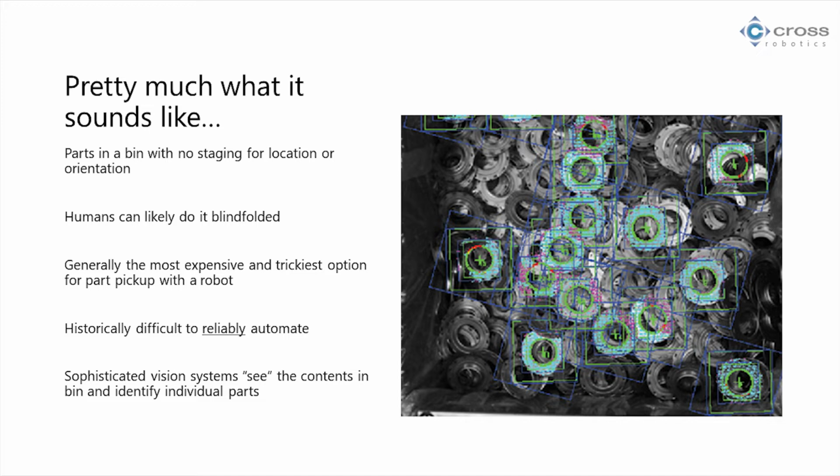I've given you kind of what the camera sees in a bin right there, identifying parts, but it's parts in a bin and you don't have any staging for location or orientation, right? Do you guys have parts in bins at your facilities? So you're just dumping parts in, operator moves the bin to the next part, and then someone's picking parts out of a bin and doing something else? It's pretty common. And it's the simplest way to move parts without having to stage each part, right?